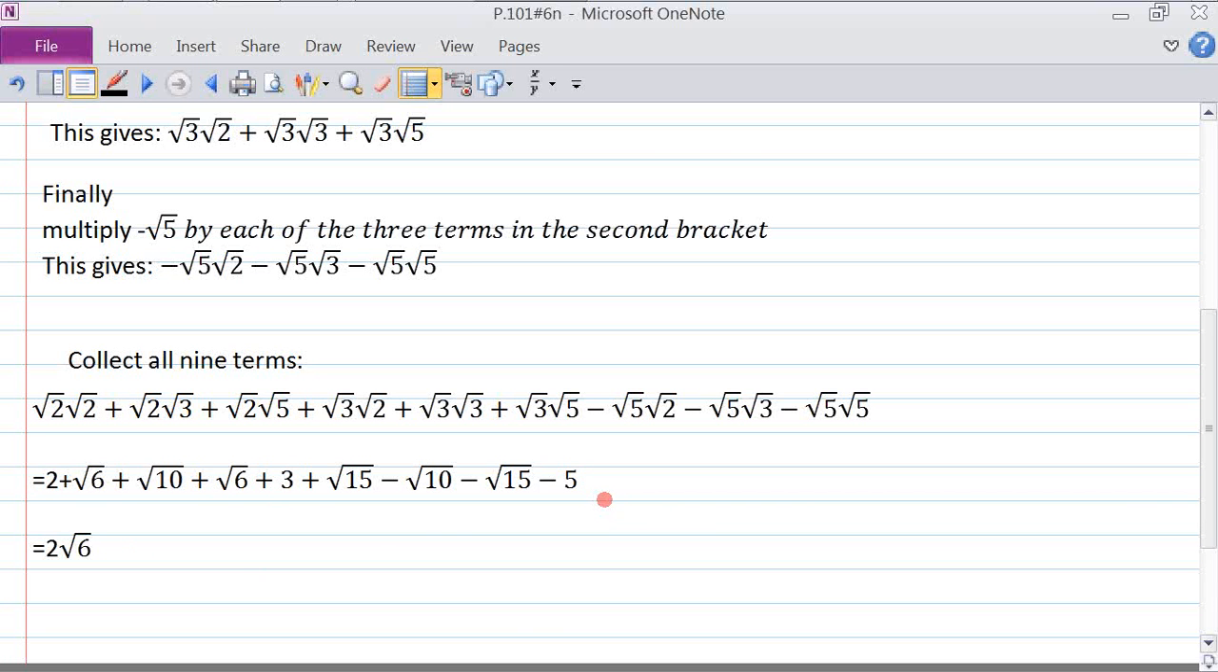2 plus 3 is 5, minus 5 is 0. Now you can see that the root 10, plus root 10, and minus root 10 cancel. The plus root 15 and the minus root 15 cancel. So all you're left with is root 6 plus root 6 gives you 2 root 6.